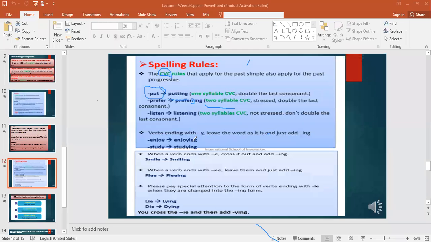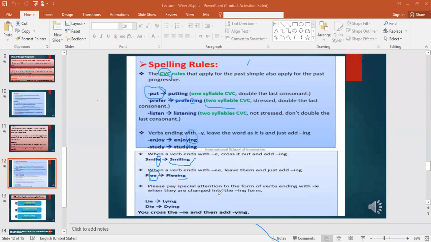Verbs that end with Y, did we make any changes? No, we just added -ing. Verbs that end with E, who can tell me what happened to the verbs that ended with E? Look at the example. We remove the E and add -ing. Very good. So we dropped the E and we added -ing. Let's look at the verb "flee." It ends with double E. What did we do? We keep the double E. Yes, we just added -ing.